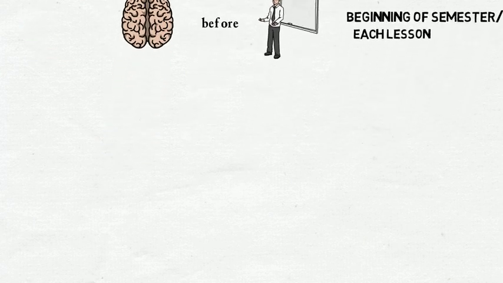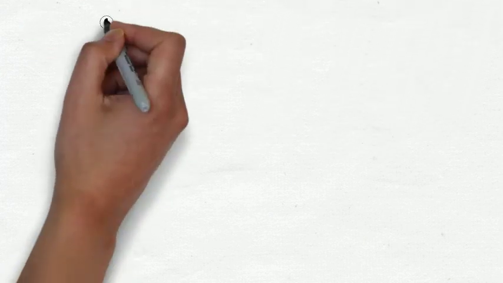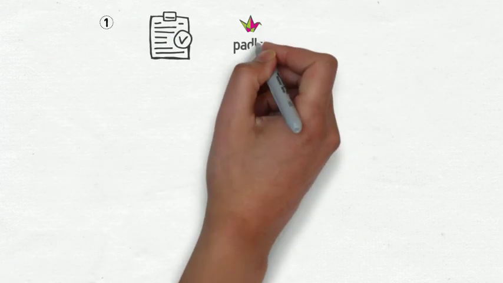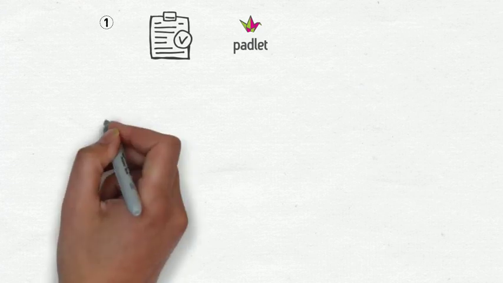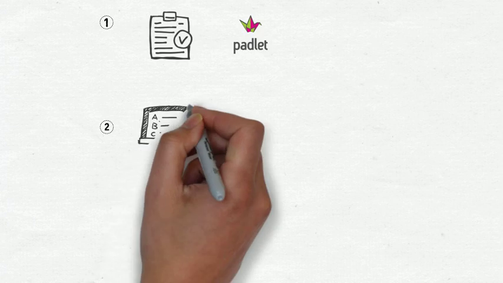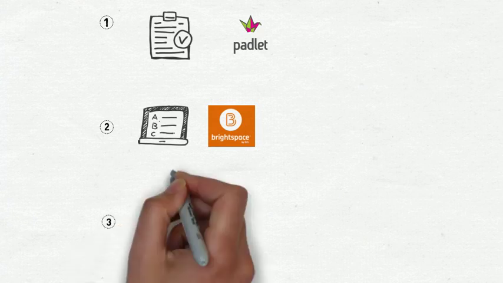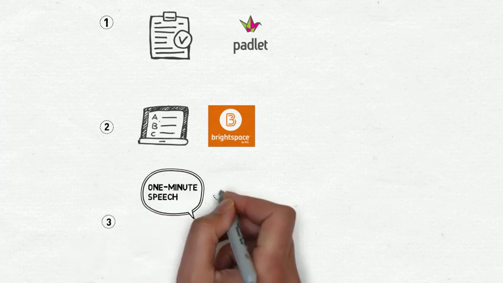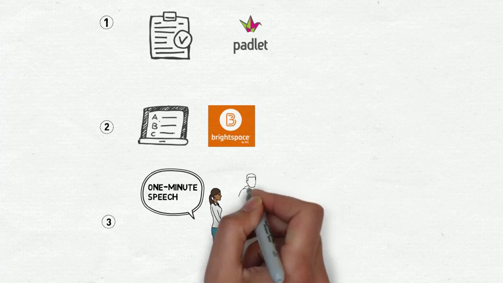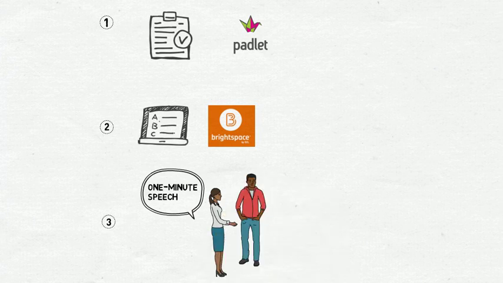Examples of diagnostic assessments include: 1. Short surveys using tools such as Padlet to assess students' assumptions about or prior experience with concepts to be taught during the lesson. 2. Short quizzes in Brightspace to assess students' understanding about concepts to be taught during the lesson. 3. Within small group settings of 3 to 4, students take turns to draw a predetermined topic relevant to the lesson to be taught and speak on what they know for 1 minute.